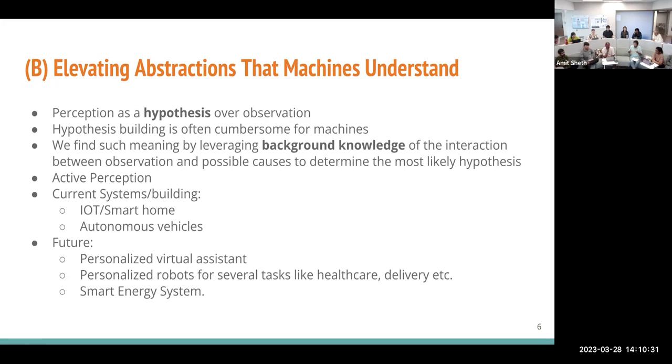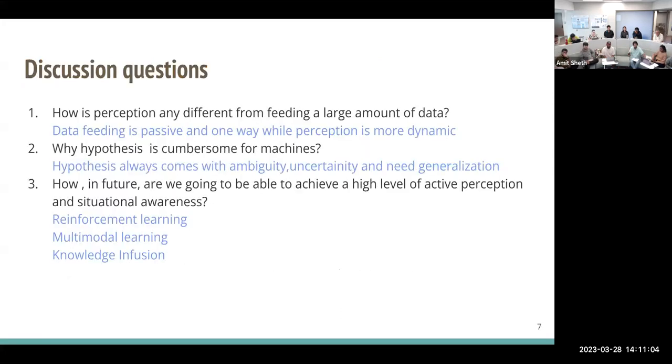So let's say we hear a honk. We hypothesize in our mind that there is a honk, so there must be a car over there. And then we use other sensory experiences like vision, for example, and then we either confirm it or we reject the idea. So in that way, perception is a very active and very dynamic process. One of the questions that I had while looking into this is how is perception any different from feeding a large amount of data? Why can't we feed an enormous amount of data and still get perception?